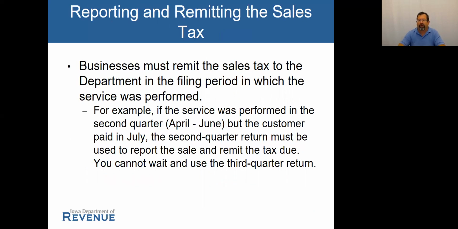So how do we report and remit the sales tax? Well, businesses must remit the sales tax to the department in the filing period in which the service was performed. For example, if the service was performed in the second quarter, April through June, and the customer didn't pay until July, the second quarter return must still be used to report the sales and remit the tax due. The service cannot wait until the third quarter. It must be included in the quarter when the service was performed.